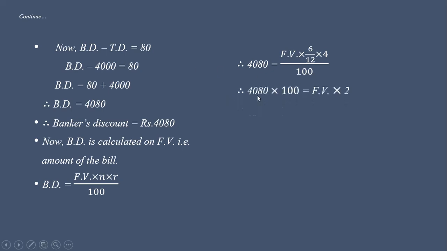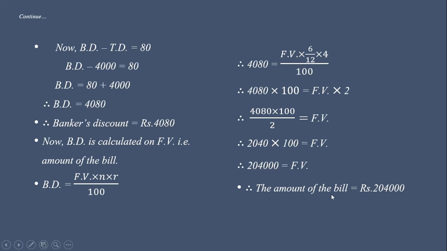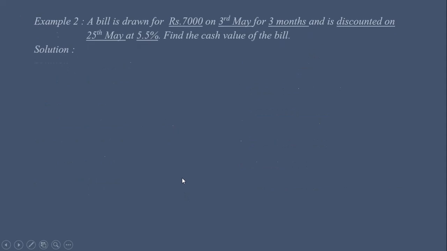We transfer 100 here, 4080 into 100 is equal to FV into this calculation, which gives 2, FV into 2. Transferring 2, we get 4080 into 100 upon 2 equal to FV. So dividing 4080 upon 2, we get 2040 into 100 is equal to FV. So 2,04,000 is equal to FV. So we get the amount of the bill, that is the face value of the bill, that is the sum due, is equal to rupees 2,04,000.